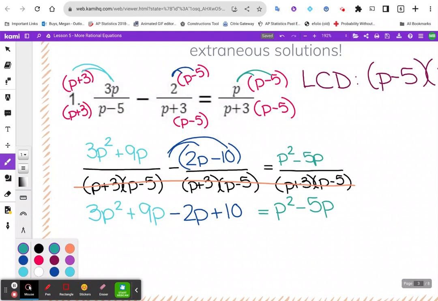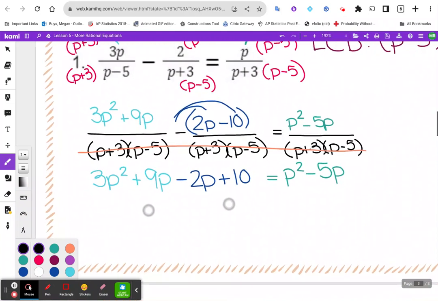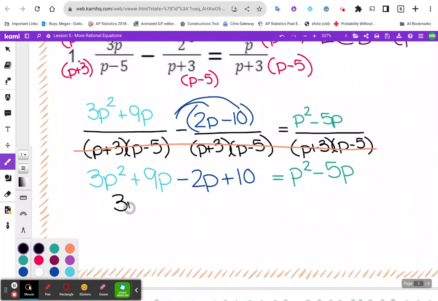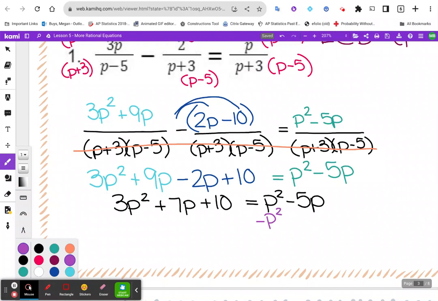So now it's just a matter of combining like terms, bringing everything to one side if we can. If I'm looking here, I know I've got 3p squared plus 7p plus 10 equals p squared minus 5p. Remember, we're going to add and subtract, so I'm going to subtract the p squared from both sides. It's going to cancel on my right side. We'll get 2p squared.